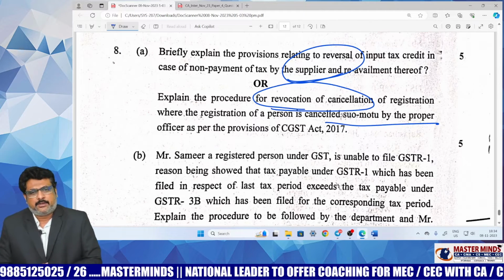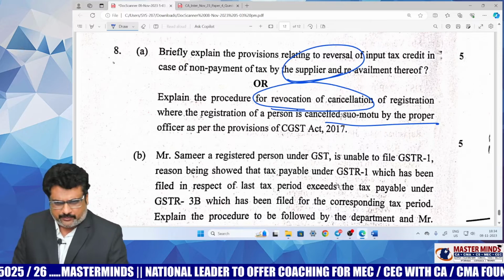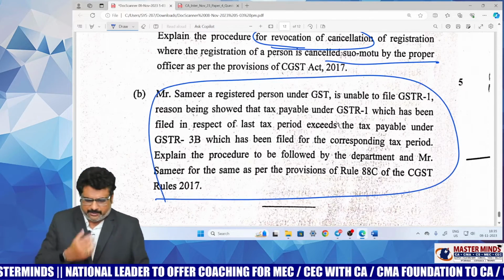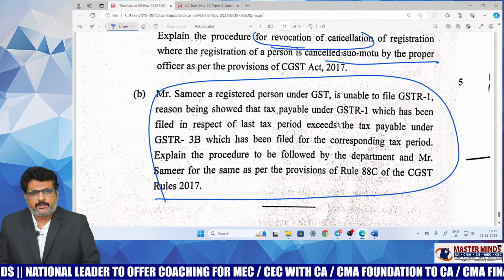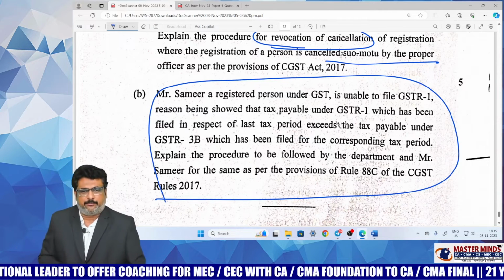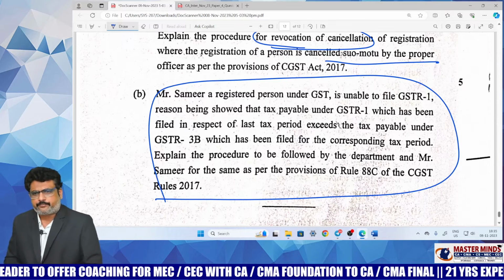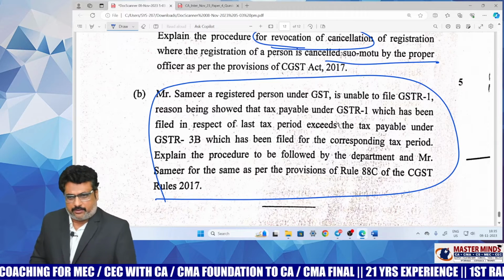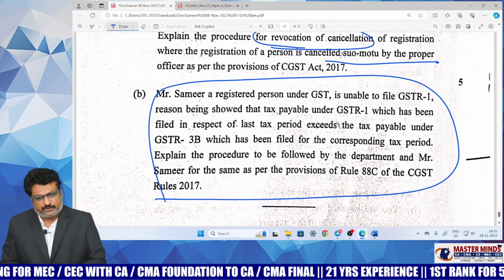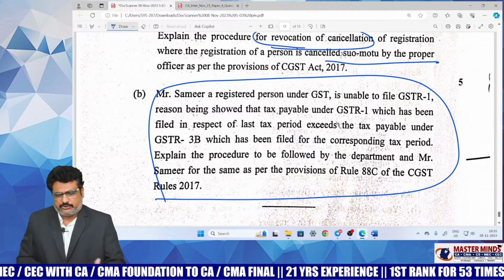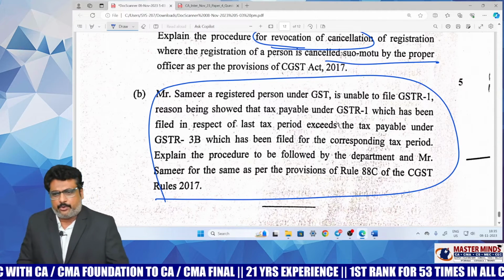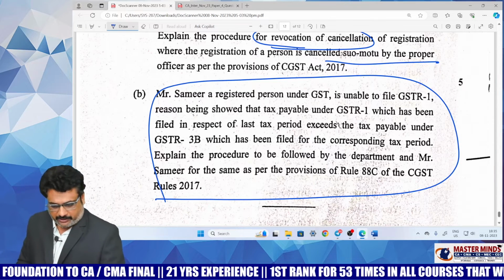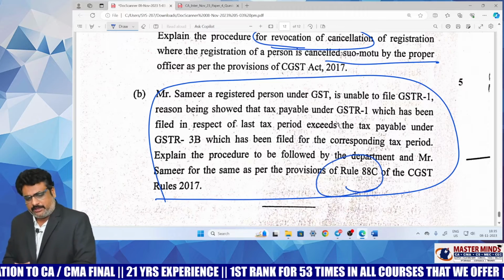So easy ones. And this one is the previous amendment. I think it was based on May 2023 that this question was there. If the person is unable to file the GSTR-1, the reason being that tax payable under GSTR-1, which has been filed in respect of the last tax period, exceeds the tax payable under GSTR-3B. That means the GSTR-1 amount is more than the GSTR-3B amount. In that case, the procedure laid down in Rule 88C, it is also the latest amendment.